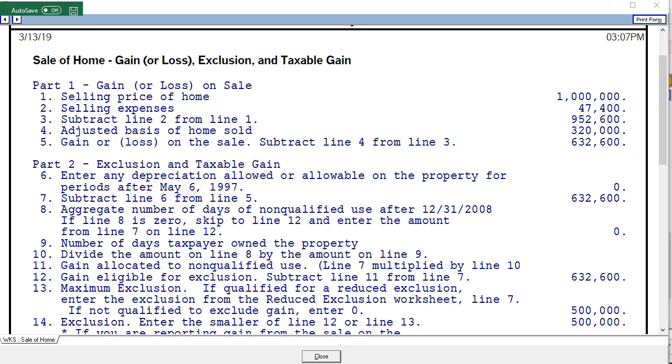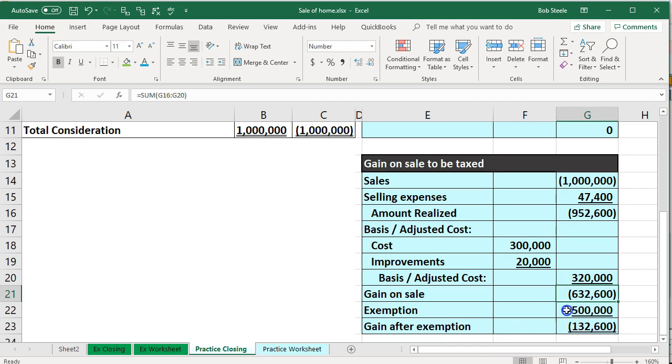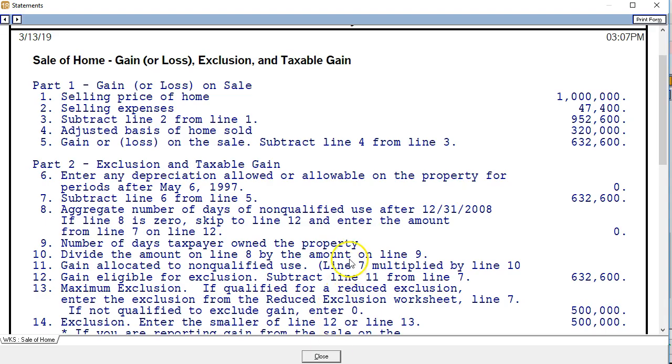Part 2, exclusion and taxable gain. So now we figured out the gain. Again, here's the gain. Now we're figuring the exclusion. Do we get an exclusion on it? So we have line 6, enter any depreciation allowed or allowable on the property for periods after May 6. Line 7, we have subtract line 6 from line 5. So we're bringing this item down. I'm going to skip down to line 12 because there's no effect. So line 12, we have the same line brought down.